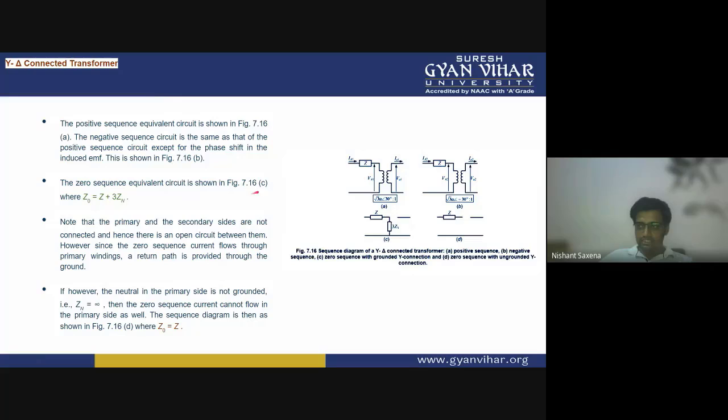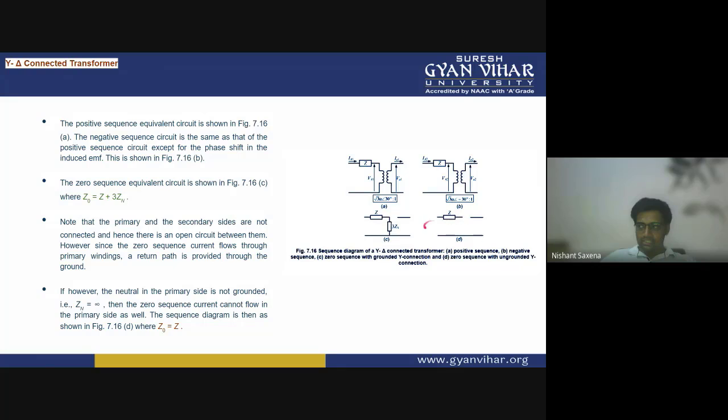So the zero sequence circuit has been shown to you in this part C, that is Z0 equal to Z plus 3Zn for a star-delta configuration. And the primary and secondary sides are not connected. Hence, there is an open circuit between them. However, since the zero sequence current flows through the primary winding, a return path is provided through the ground. There is a return path. Otherwise, it is a ground.